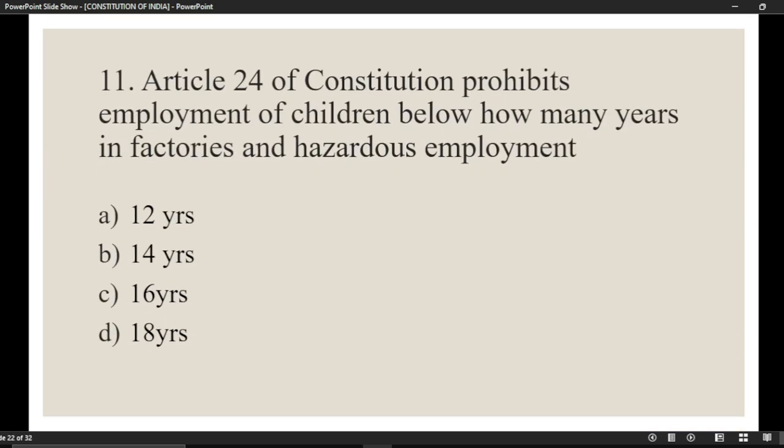Next question. Article 24 of the Constitution prohibits employment of children below how many years in factories and other hazardous employment? So if we talk about Article 24, it prohibits children from doing any hazardous work. So which children are prohibited? Is it children below the age of 12 years, 14 years, 16 years, or 18 years? As per Article number 24, children below the age of 14 years are prohibited from working in any factories or any other hazardous employment. That means option number B is the correct answer.